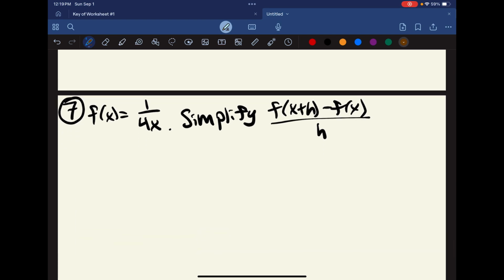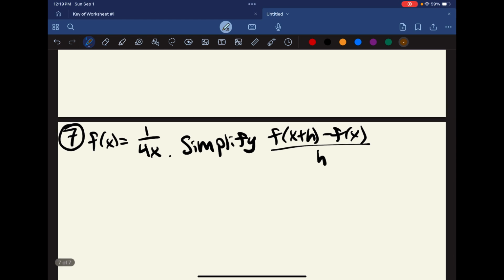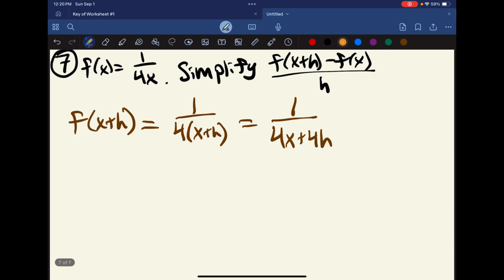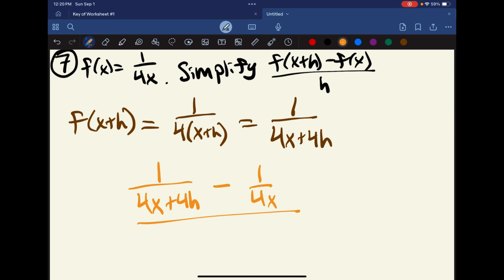Okay, so now f of x equals 1 divided by 4x, simplify that expression. So this is the difference quotient. This is actually relevant, and you'll be doing it a lot over the next month. So the first thing I like to do is write down what f of x plus h is. And that is 1 divided by 4 times x plus h. So then we can simplify this, say, okay, this is 1 over 4x plus 4h, right? So then we can substitute this into the equation. We can say, okay, 1 divided by 4x plus 4h minus 1 divided by 4x, all divided by h.